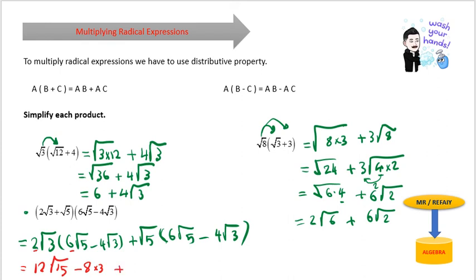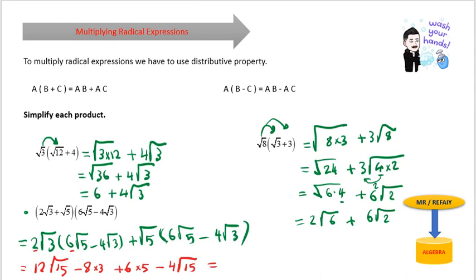After that, plus root 5 times 6 root 5. It means that we have 1 times 6, which is 6, and root 5 times root 5 directly will be 5, because it will be root 25, and root 25 is 5. Okay, and here positive times negative will also be negative, and root 5 times 4 root 3 will be 4 root 15.